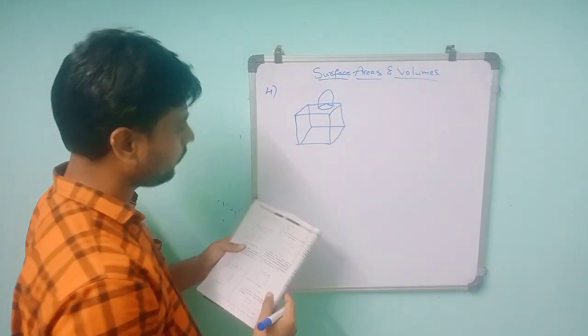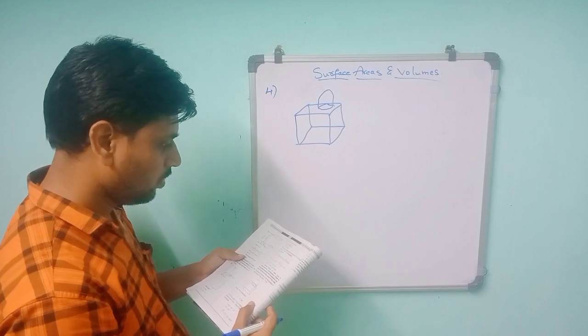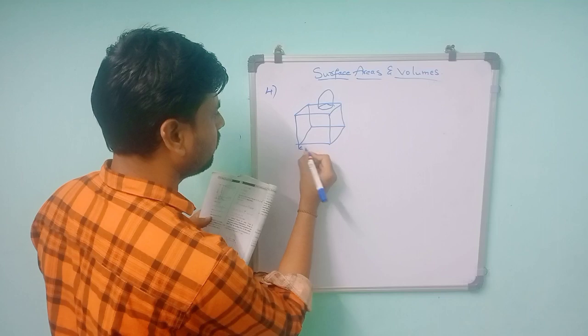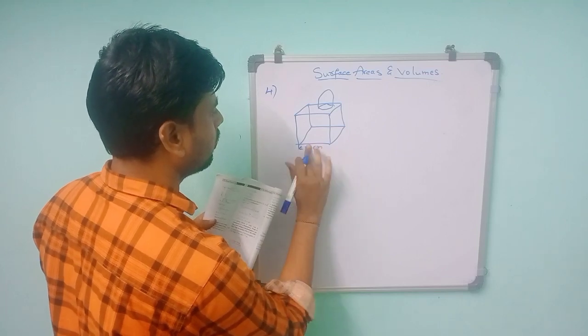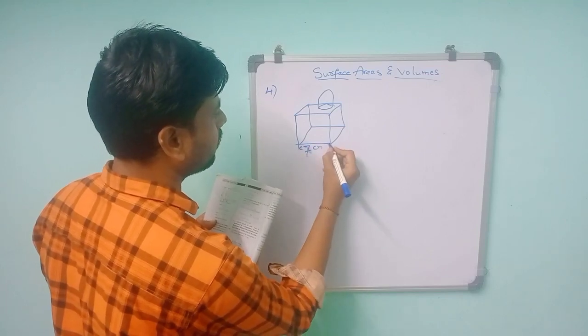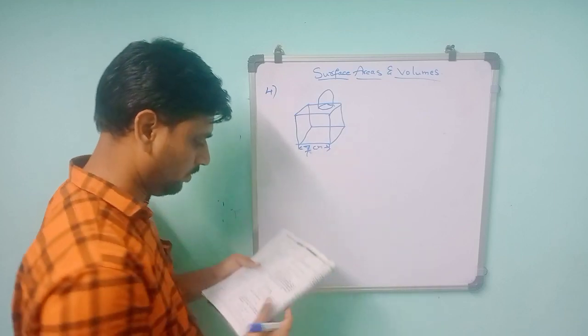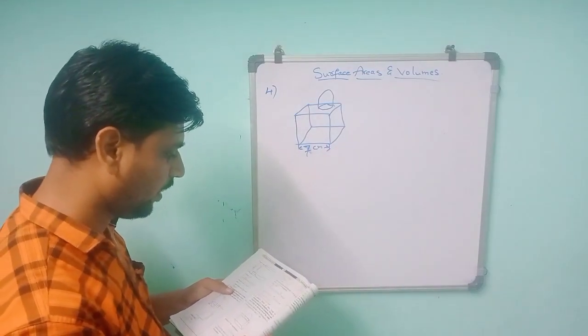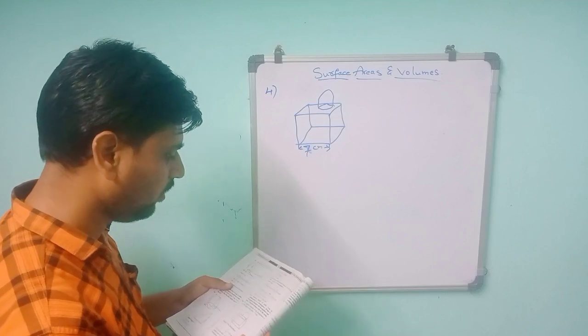A cubical block of side 7. So this side is 7 centimeter, this is 7 centimeter, 7 centimeter. Then what is the greatest diameter the hemisphere can have, and find the surface area of the solid.